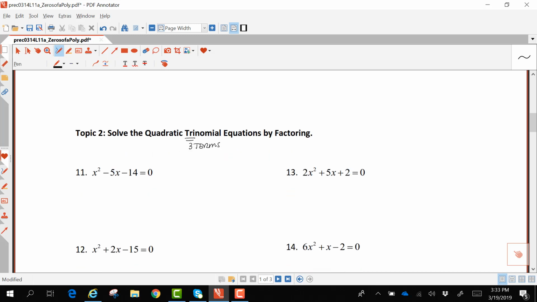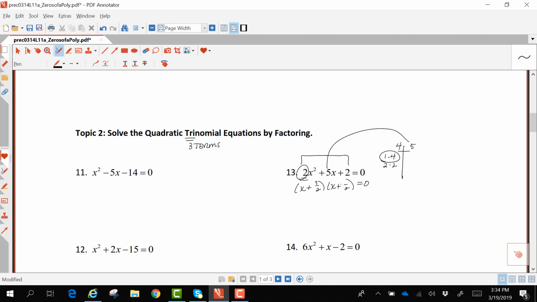Number 13, we need to factor this, and the leading coefficient is not 1. Therefore, my method for solving is to set this up as an x plus a fraction over 2, x plus a fraction over 2, equaling 0. My 2 comes from this leading coefficient. I then build a table. I take the product of the first and last numbers, 2 times 2 is 4, and then the middle coefficient is 5. I look for factors of 4 that add to be 5, which is the 1 and 4.